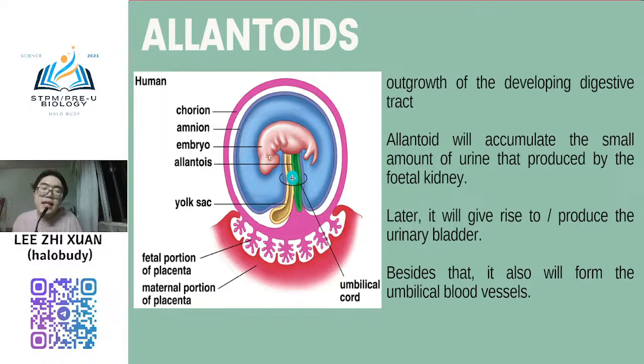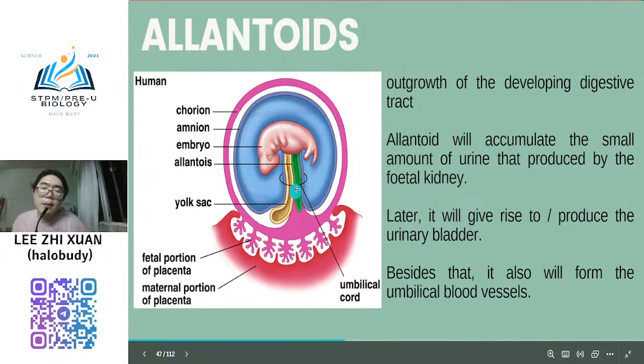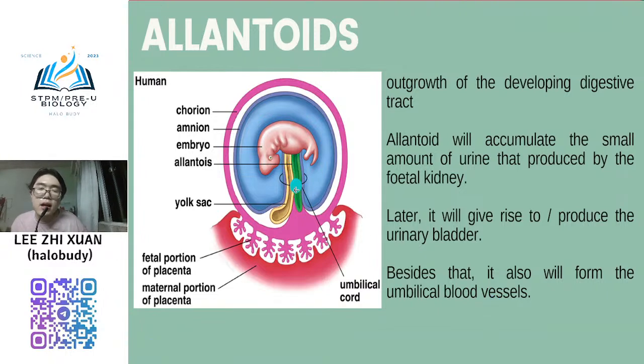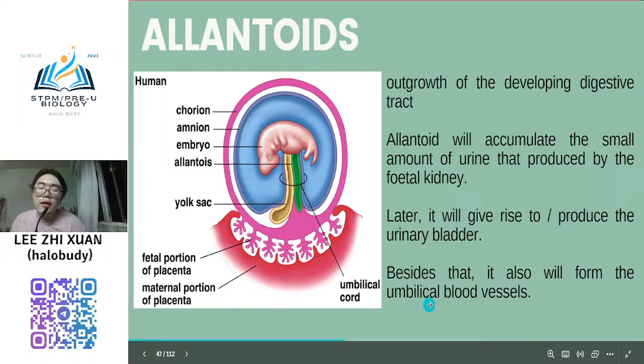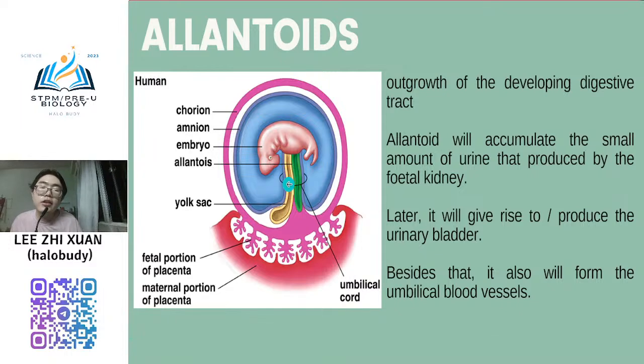Inside the allantois, it contains the umbilical blood vessels. It is a very key structure that provides the interconnection between the fetus and the mother. It will accumulate the small amount of urine that is produced by the fetal kidney, and it will give rise to the urinary bladder. So this is a later function, and it also contains the umbilical blood vessels. This one is the place where the doctor will cut after the birth.